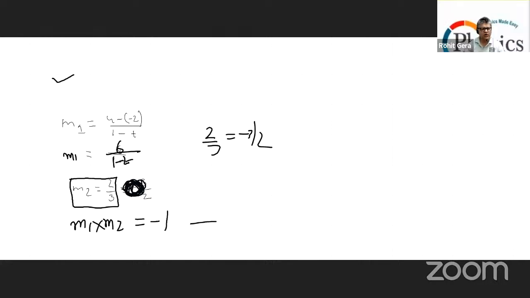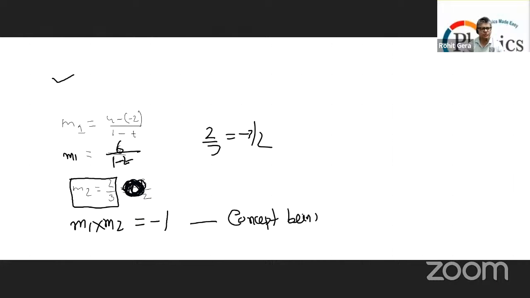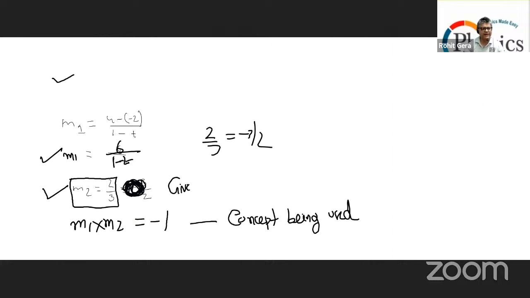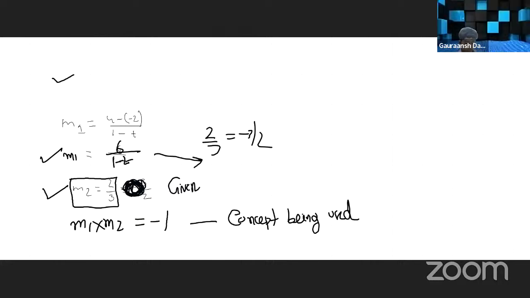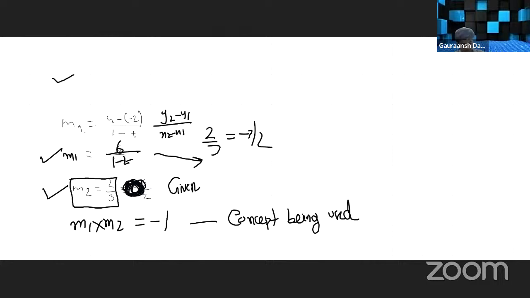-1. Okay, this is the concept being used. Substitute m1, m2 in this. You have found m1, you have found m2. This was given. This you calculated yourself from the given information using y2 minus y1 upon x2 minus x1.